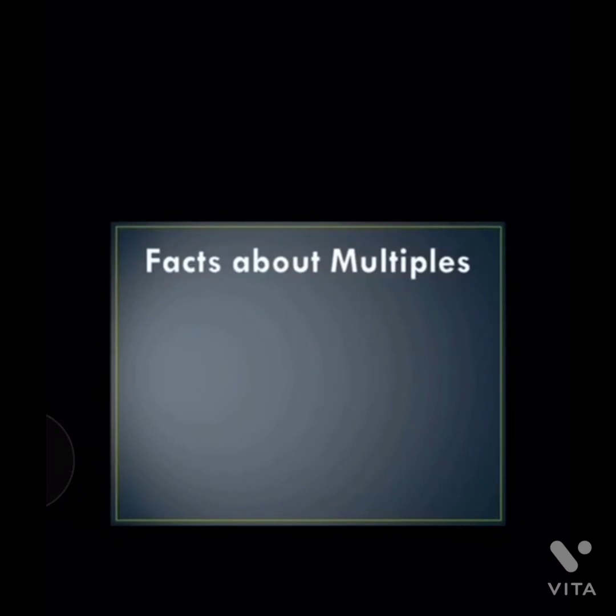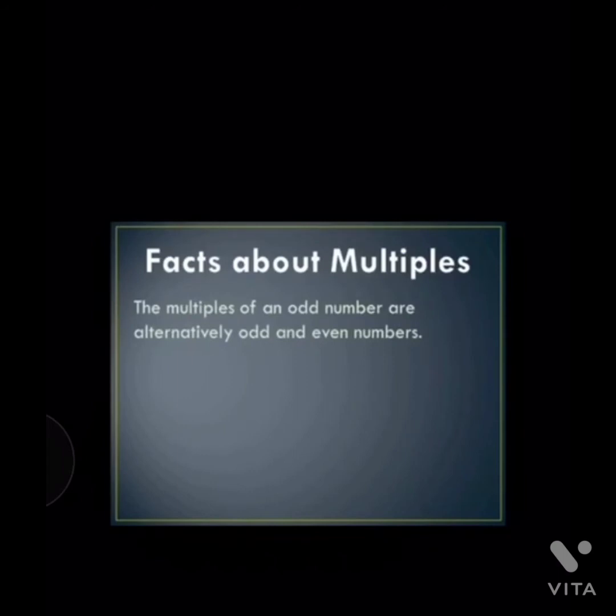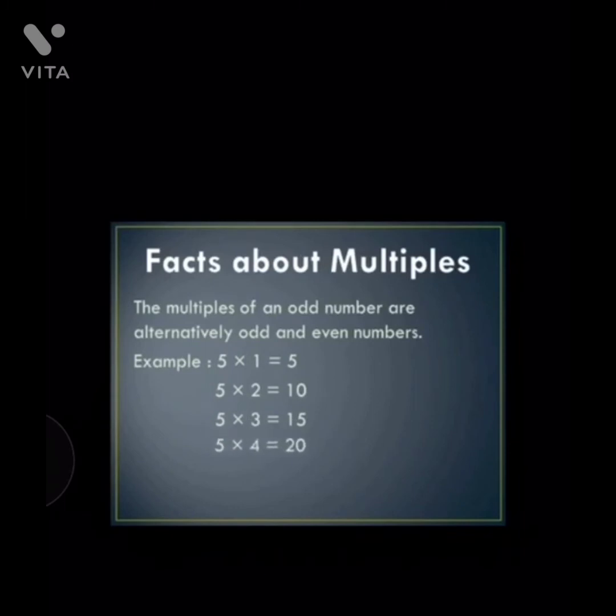The next property about multiples states that the multiples of an odd number are alternately odd and even numbers. Let's take a number 5. The first multiple of 5 is 5. The second multiple is 10. The third multiple is 15. The fourth multiple is 20. The fifth multiple is 25 and so on.